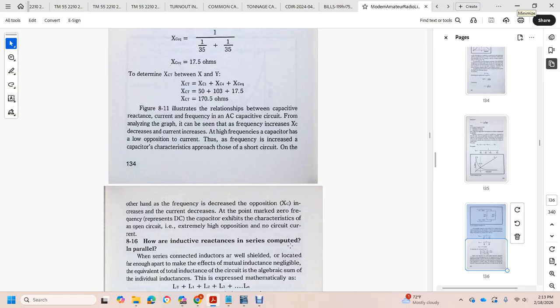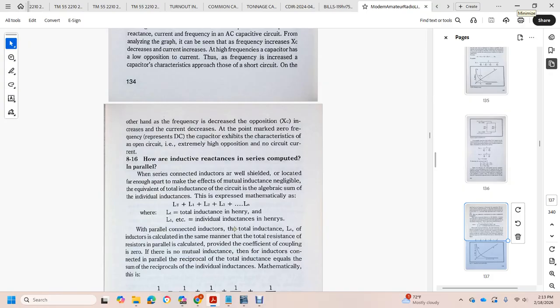8.16. How is inductive reactance in series computed? When inductors are connected in series and shielded, or spaced far enough apart to make the effect of mutual inductance negligible, the equivalent total inductance of the circuit is the algebraic sum of the individual inductances. Expressed mathematically, the total inductance is equal to L1 plus L2 plus L3 plus up to the nth term, where L total is the total inductance in henrys and L1 is the individual inductance in henrys.